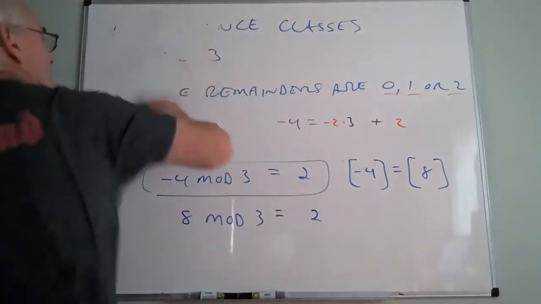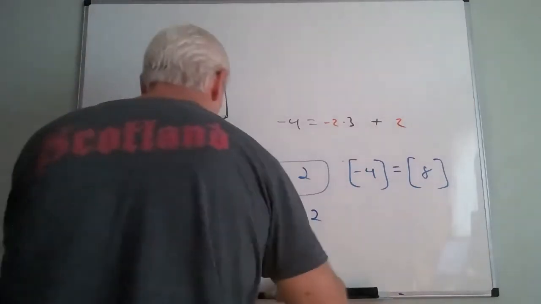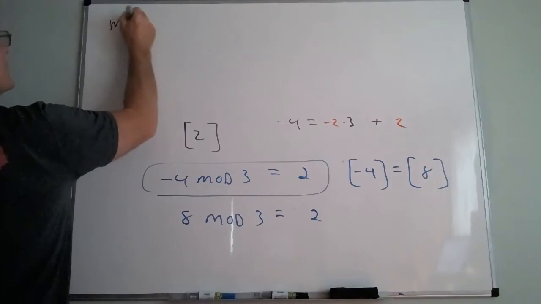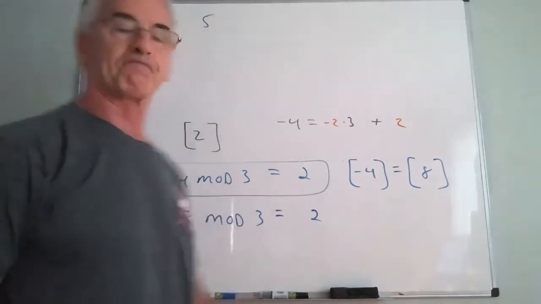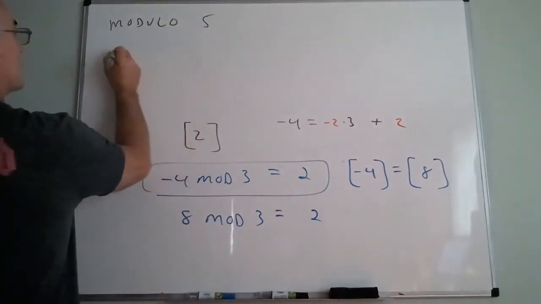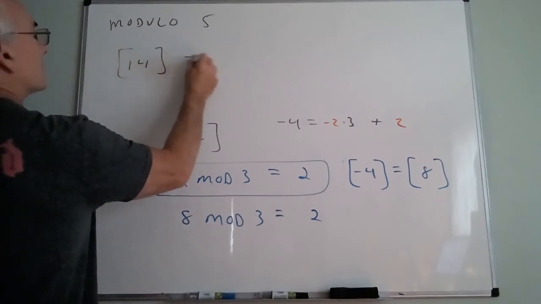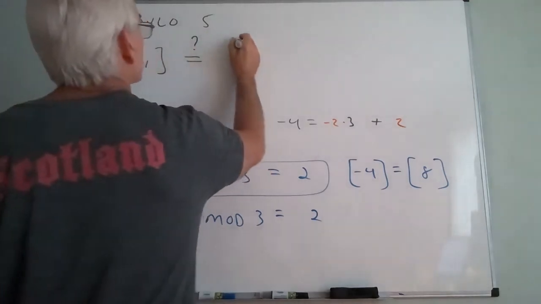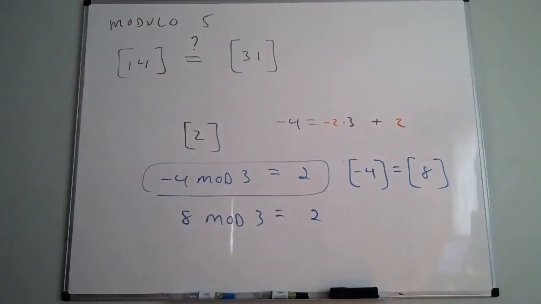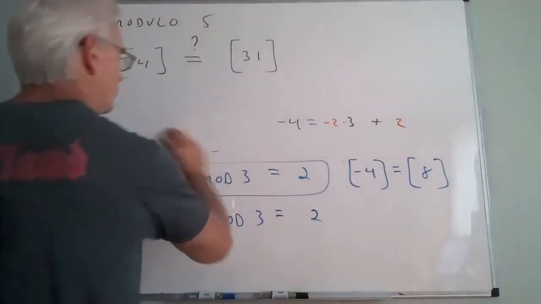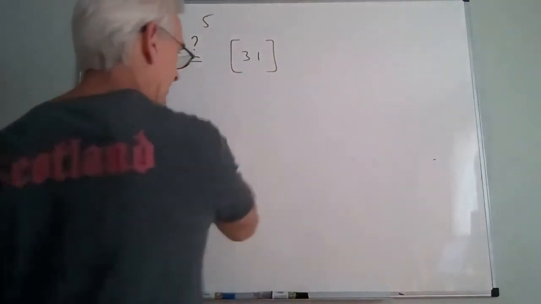So let's try another one. Let's say we're talking about equivalence classes this time, and I want to use modulo 5. So equivalence classes modulo 5. So the first thing is true or false? I'm going to put a question mark. For equivalence classes modulo 5, is this a true or a false statement? And we're going to be able to show it mathematically. This is not a guess.